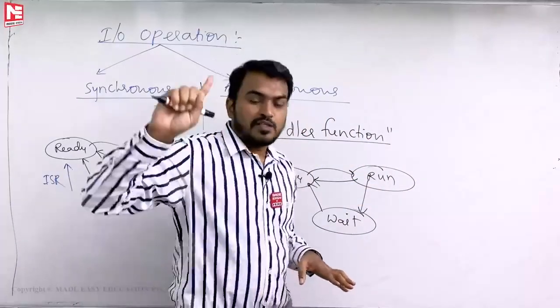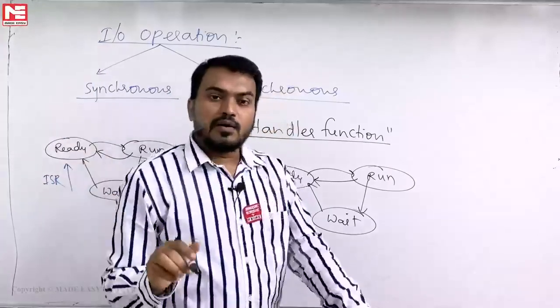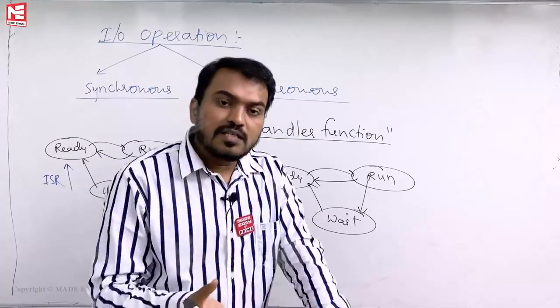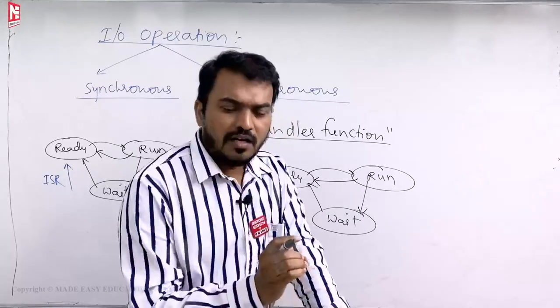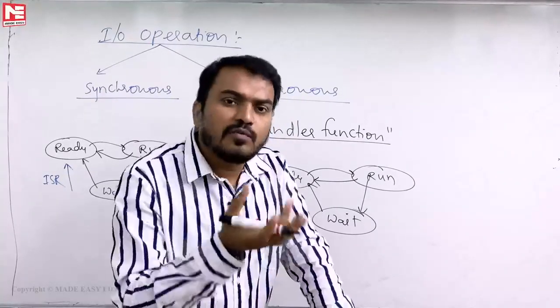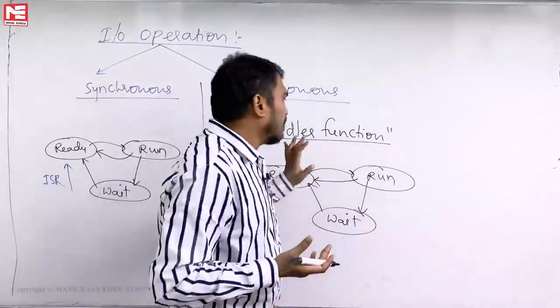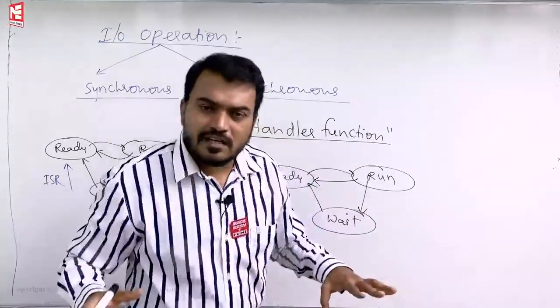Is that clear? I am telling the first point again. In asynchronous IO, while initiating the IO request, the handler function will be registered. So when the process needs IO, what will it do? It will register the handler function. What will it tell in the handler function?